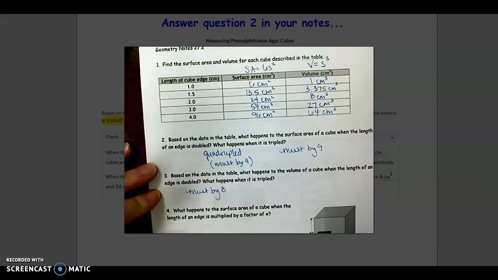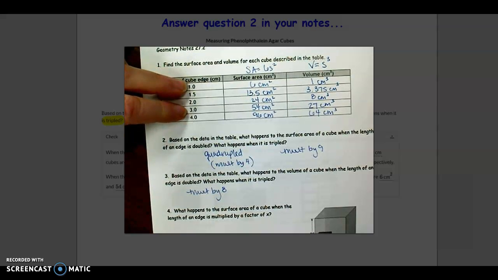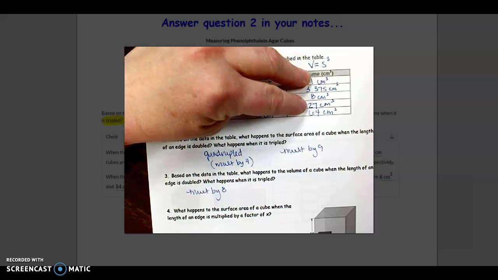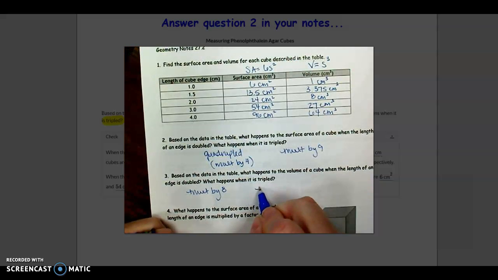What about when it's tripled? So 1 to 3 for the side length, that's tripled. Look at the volume. It goes from 1 to 27. So it's multiplied by 27.